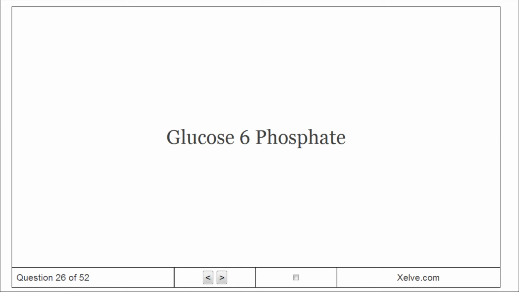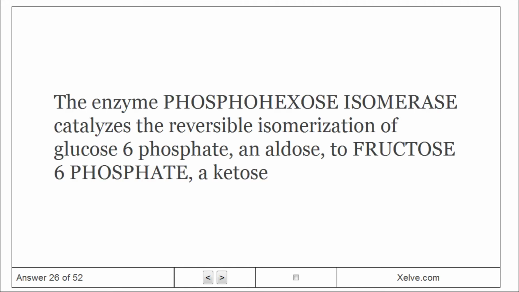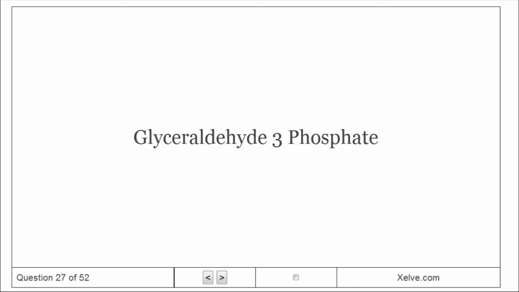Glucose 6-phosphate. The enzyme phosphohexose isomerase catalyzes the reversible isomerization of glucose 6-phosphate, an aldose, to fructose 6-phosphate. Glyceraldehyde 3-phosphate.